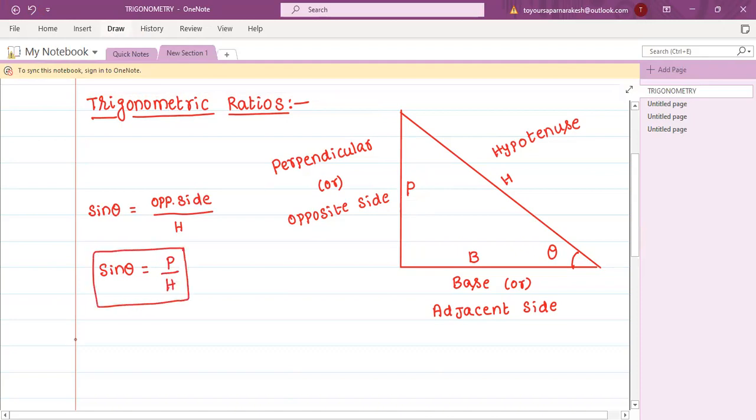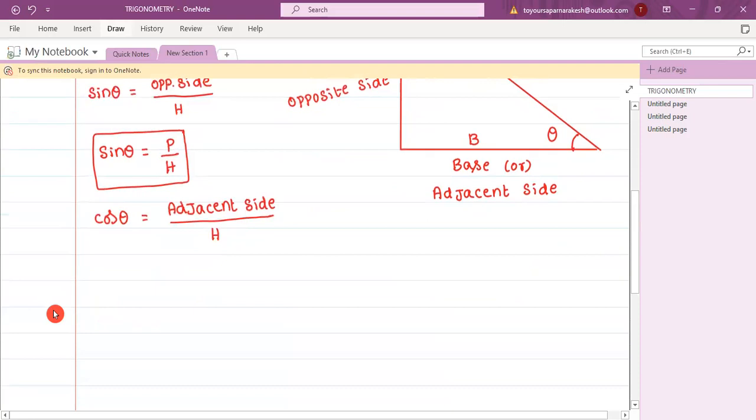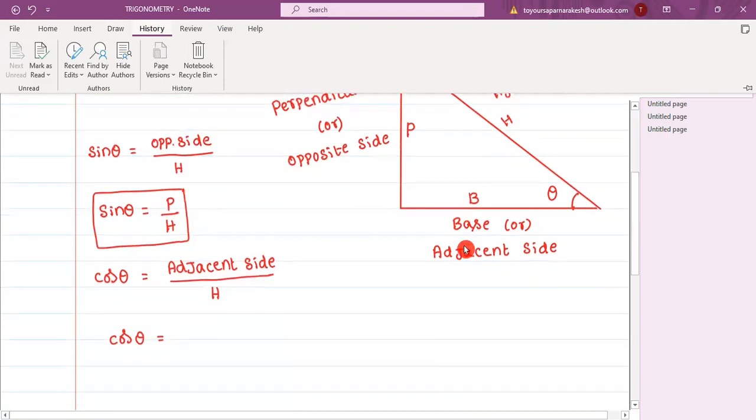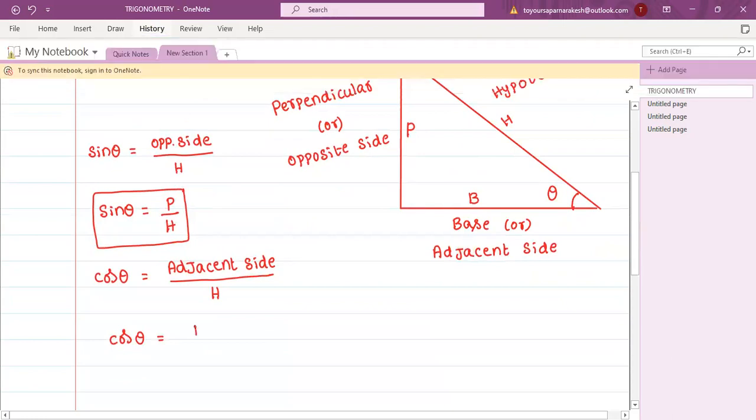Then, in the same right angle triangle, cos theta. The formula is cos theta equal to adjacent side upon hypotenuse. Referring to the figure, the length of the adjacent side is B. So cos theta equals B upon hypotenuse H.